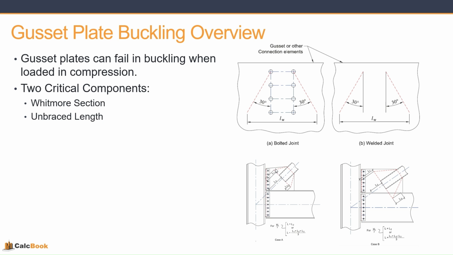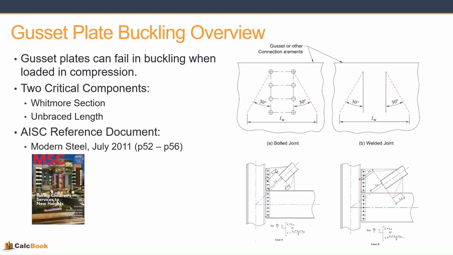And a couple things to note about this. When you have a steeper angle on the brace, like in that second image there in the lower right corner, your Whitmore section can extend beyond the interface of the gusset and the beam. So you are permitted to take the Whitmore section into that area if it's a fixed connection there, so a welded or bolted connection. You can go across that interface, but we can take off the unbraced length there and subtract that. So we can take basically the average of L1, L2, and L3 as our unbraced length, and that's what we do in CalcBook.